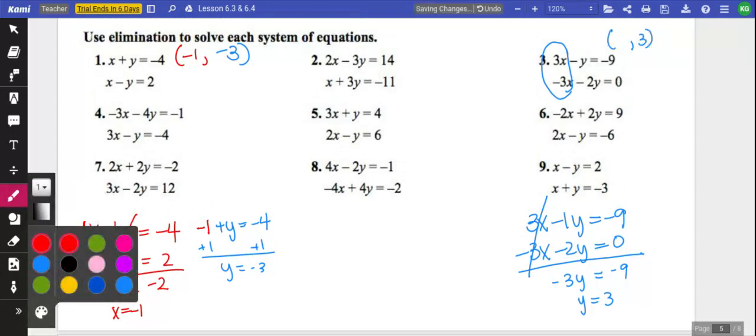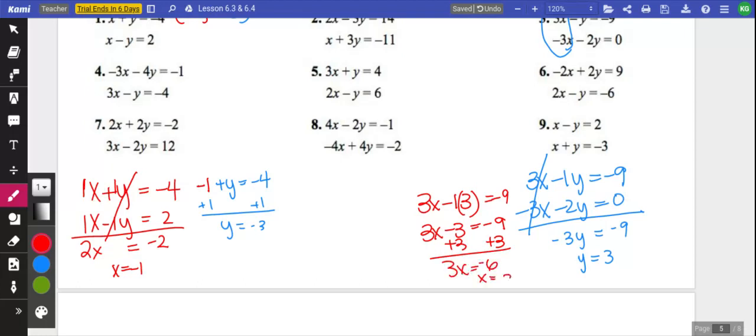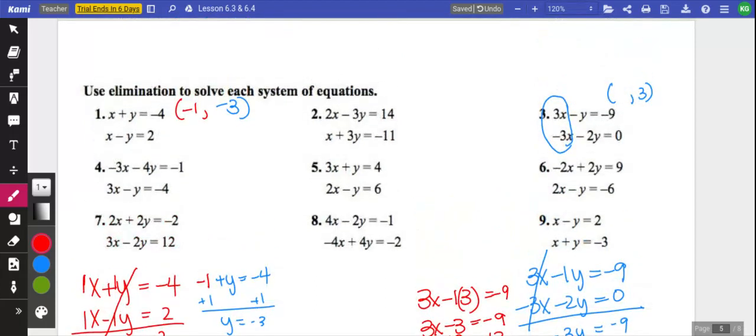I'm going to put that back into the top equation. So instead of 3x minus 1y equals negative 9, I'm going to do 3x minus 1 times 3 equals negative 9. So 3x minus 3 equals negative 9. Add 3. 3x equals negative 6. Divide by 3, and x equals negative 2.